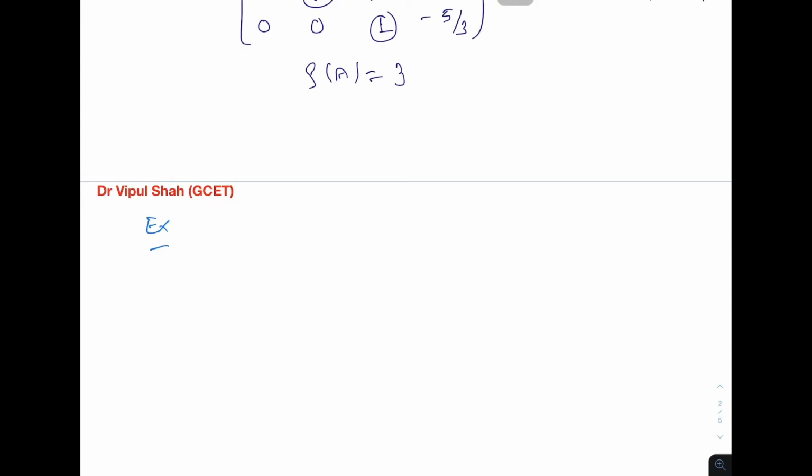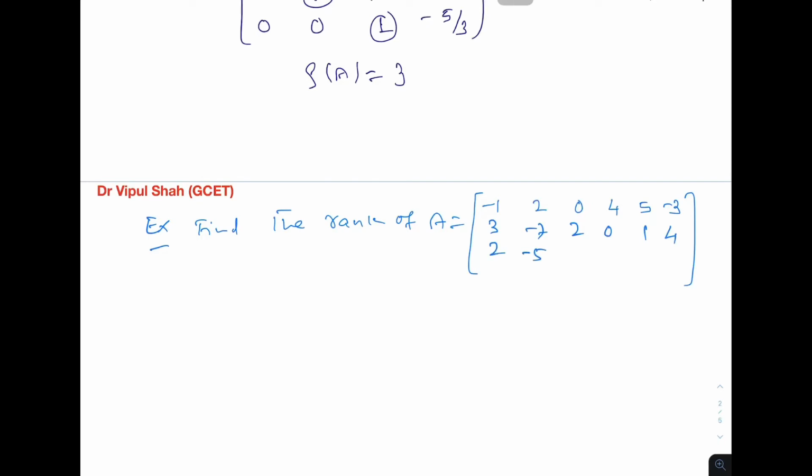Find the rank of A equal to the matrix with rows: minus 1, 2, 0, 4, 5, minus 3; then 3, minus 7, 2, 0, 1, 4; then 2, minus 5, 2, 4, 6, 1; 4, minus 9, 2, minus 4, minus 4, 7.